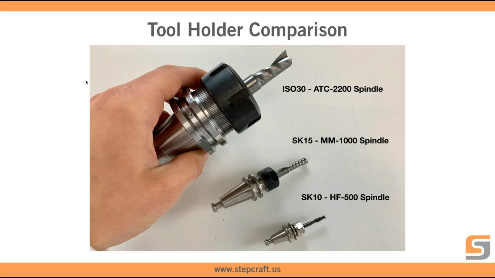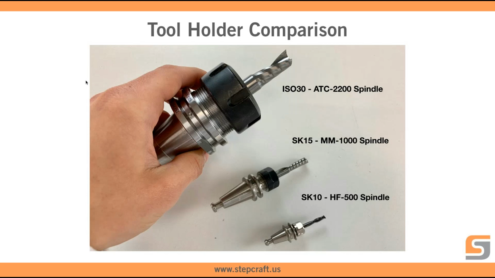So you can see the difference in tool holder sizes here. When we're talking about the 2.2 kilowatt spindle, we're definitely not messing around. It's a big, robust tool holder. But the SK15 for a 1,000 watt spindle, believe it or not, is a very, very strong tool holder. And again, with the ER11 collets on there, you have a lot of flexibility for using that on a machine.